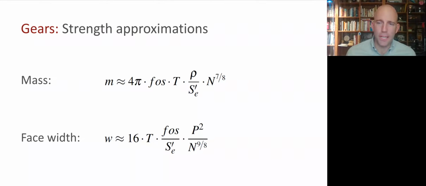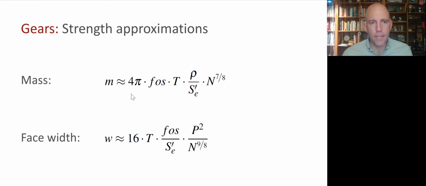So in the topic reading, we walked through a full derivation of the mass optimal gear design problem, and we came up with these relationships. The mass of an optimally designed gear should be something like 4 pi times the factor of safety times the torque it needs to take times the density of the material divided by the endurance strength of the material times the number of teeth to a power close to 1.